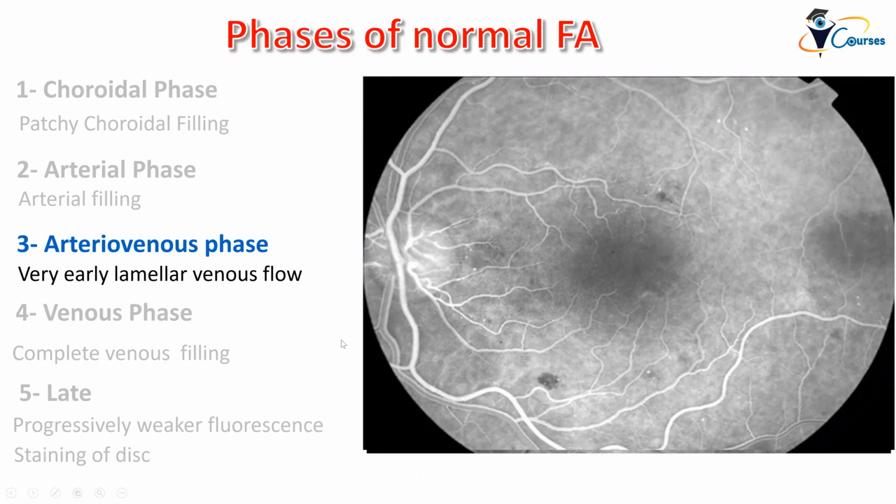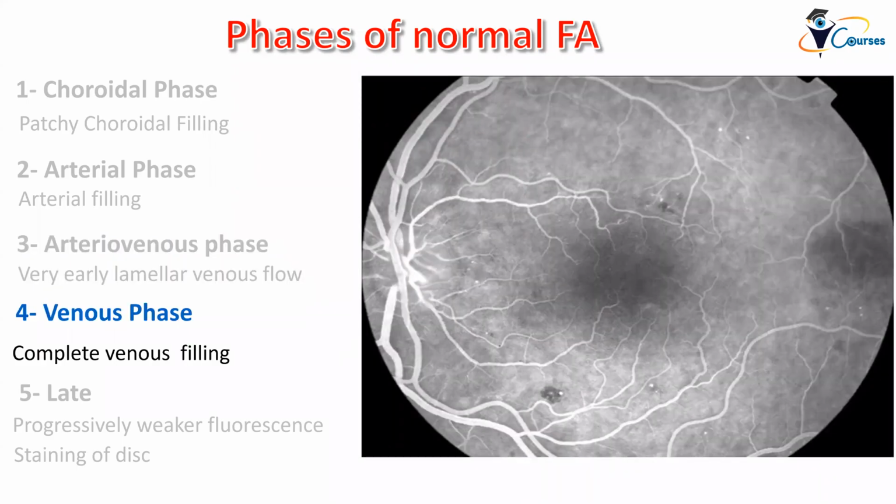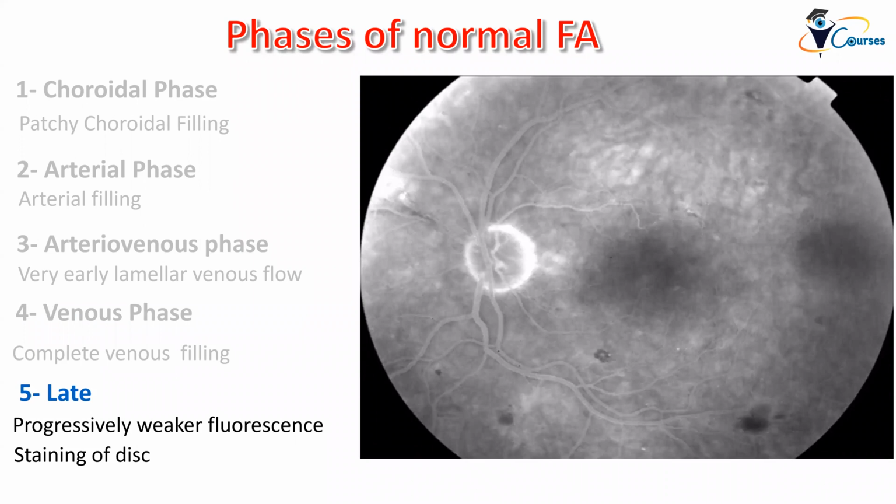After that, the whole veins will be filled. So there will be complete venous filling, and then the whole blood vessels of the retina are filled, and then there will be recirculation of the fluorescein. The fluorescein will be excreted by the kidney. Then another wave of fluorescein will stain the eye.